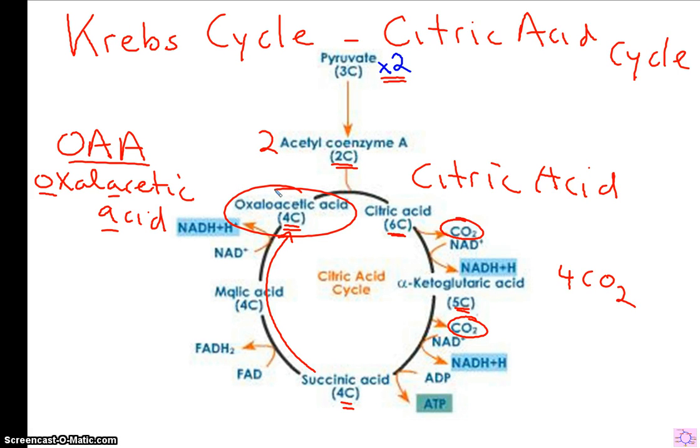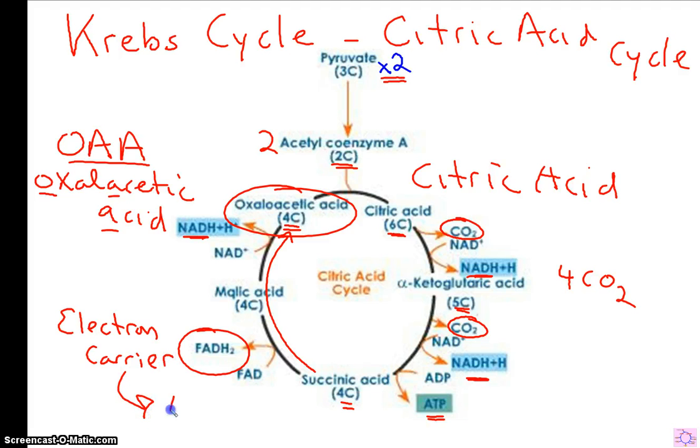The other important thing to look at is we also have ATP and NADH being produced here as well, and we're going to add a second electron carrier. So here's a new one, FADH2. This is just another electron carrier. Where is it going to carry the electrons? Well, it's going to carry them to the electron transport chain.